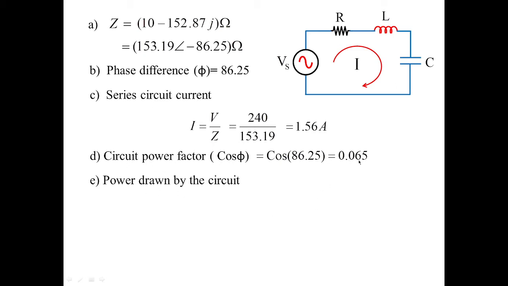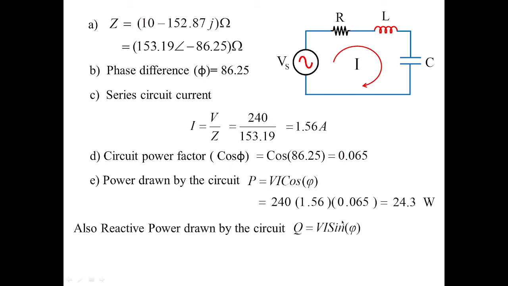Now once the power factor is obtained, you can calculate the power drawn by the circuit, which is equal to VI cos phi. Just substitute the values of V, I and cos phi. You are going to get the value as 24.3 watts. Now this is the real power of the circuit. The inductive and capacitive nature will also give you the reactive power, which is given by Q equal to VI sin phi. Substitute the value of V into I, and sin phi is nothing but sine of 86.25, which is 0.997. This will give you the value of reactive power to be 373.27 volt ampere reactive. Volt ampere reactive is the unit of reactive power. And what would be the apparent power? Apparent power is given by S, which is equal to V into I.